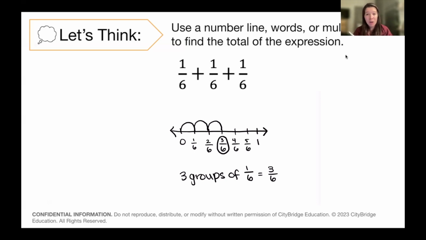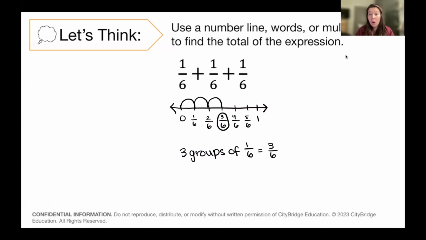Now, the last way that we have to show this expression is with multiplication. But if you're thinking what I'm thinking, we know that groups of is just like multiplication. So instead of 3 groups of 1/6, we can say 3 times 1/6 equals what? That's right, 3 times 1/6 equals 3/6, because 3 times 1/6 is the same as 3 groups of 1/6, and 1/6 and 1/6 and 1/6 is 3/6.